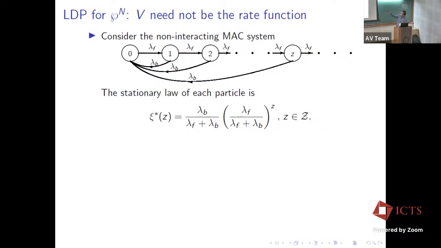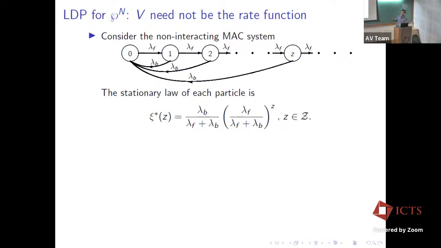So if you actually go and look at this process, you can ask what would be the invariant measure for this particular particle. It's not interacting with anything else. And it's a straightforward matter to write down via balance equations what the invariant measure is. The invariant measure has this polynomial, has this exponential decay in the state.